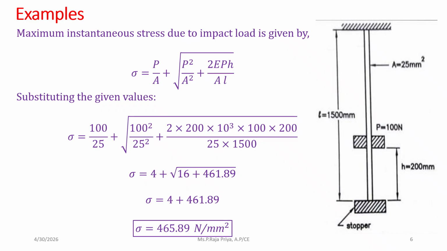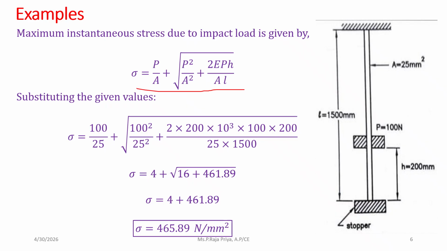First one, let us find out the stress due to impact loading. This is the formula for stress due to impact loading: P by A plus root of P square by A square plus 2EPH by AL. Load is known, area is known, Young's modulus is known. Substitute all the values. Length is also given in the problem. Find out the stress.